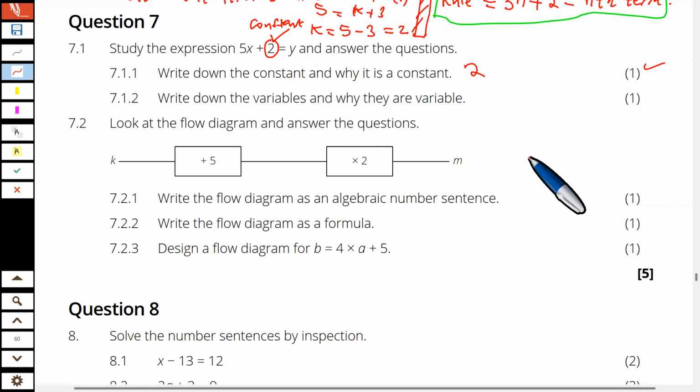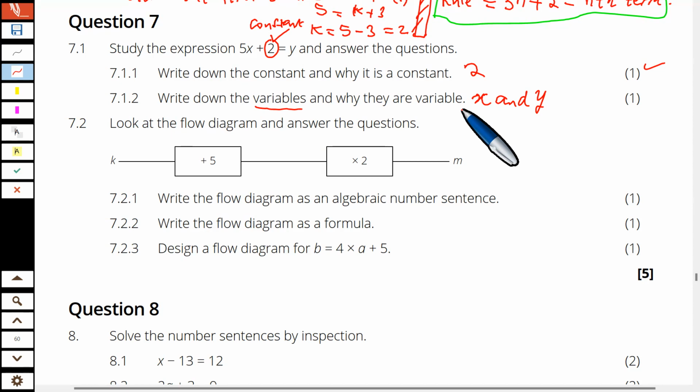Write down the variables and why they are variables. So let's look at that one. What do you think the answer is to 7.1.2? Is it X and Y? Thank you so much. The variables are X and Y. So X and Y are the variables.